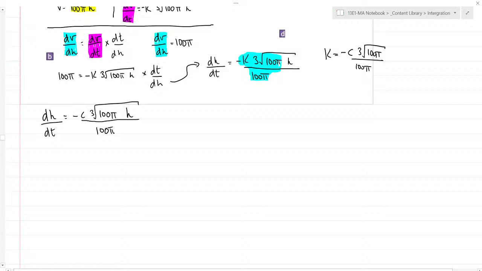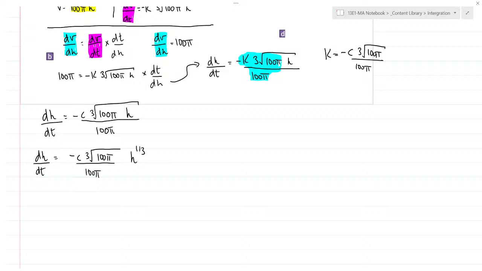So, annoyingly, let's write this. I'm going to split this up, so I'm going to write it as dh over dt is equal to, I'm going to write this constant as a constant. Okay, so minus c cube root of 100 pi all over 100 pi h to the power of a third. Can everybody see what I've done there? Yeah? Everybody alright with that and where that's come from?